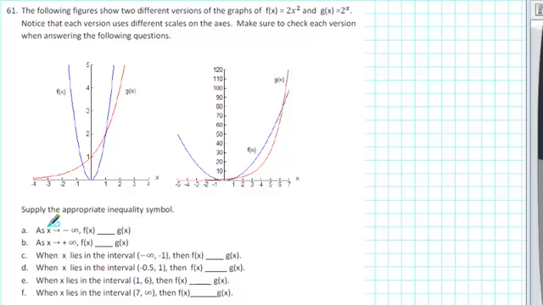Well, to explore what happens as x goes to minus infinity, we'll want to look at the left-end behavior of each function. For the first figure, we notice that the x values go to -4 on the left. For the second figure, the x values go to -5 on the left. Since -5 is further to the left than -4, we'll use the second figure to answer the question in part A.